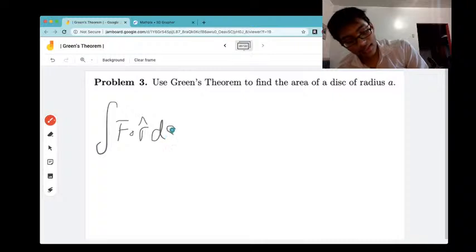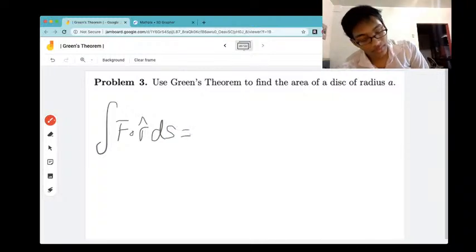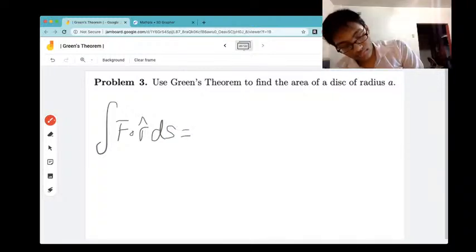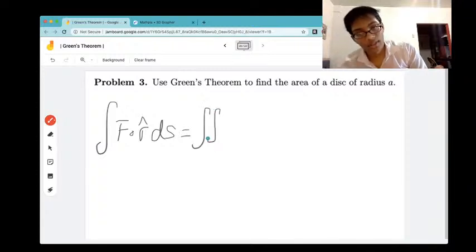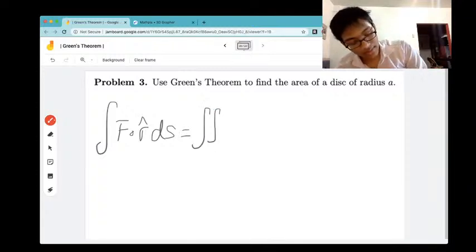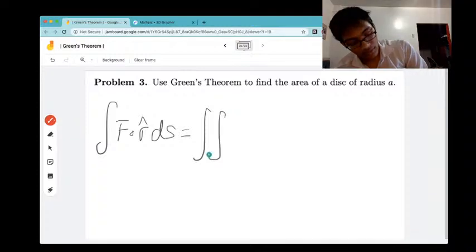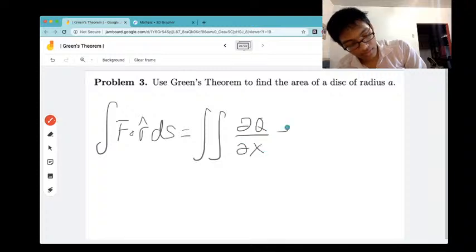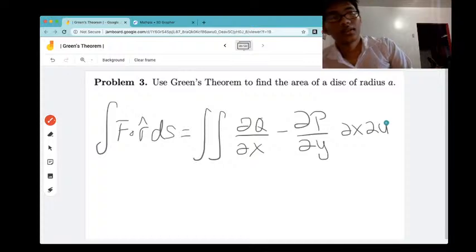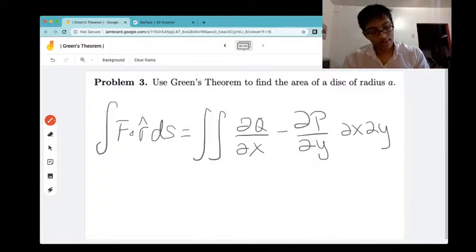So that right there is the line integral, and of course it's equal to the double integral, as stated by Green's theorem, of the following: partial Q partial x minus partial P partial y, and then multiply by those two infinitesimally small scalar quantities.